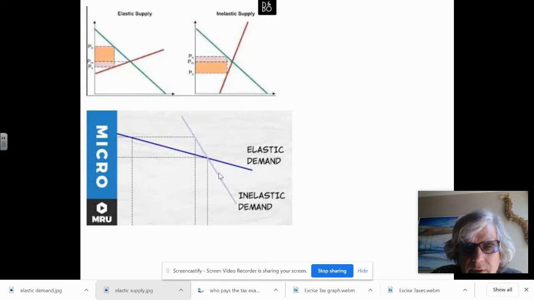Inelastic is very steep. And basically, this is your necessities. This is your luxuries. Could be cars, could be TVs. It could be anything sold at market day. So that is for demand.